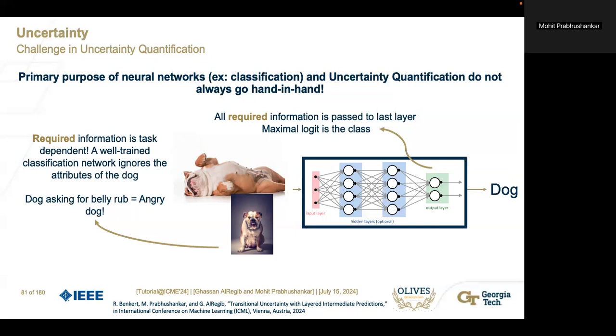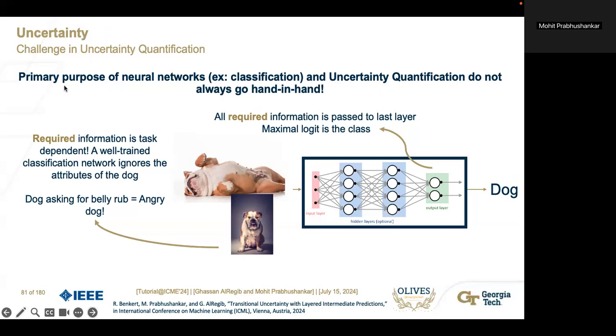You want to know that this dog is just sitting up straight, it's kind of angry, versus the same breed of dog is asking for some kind of belly rubs, right? So these are two different dogs. These are two different moods of dogs, and yet they both are the same classification of a dog. So if your goal is just simple image classification, any attributes that are associated with this dog are lost during the training process. And the uncertainty, which is these kind of attributes within the framework, is lost when your primary purpose is just a simple image classification.